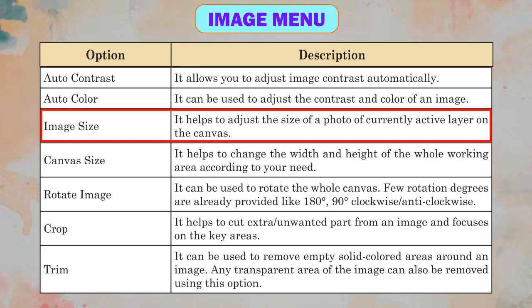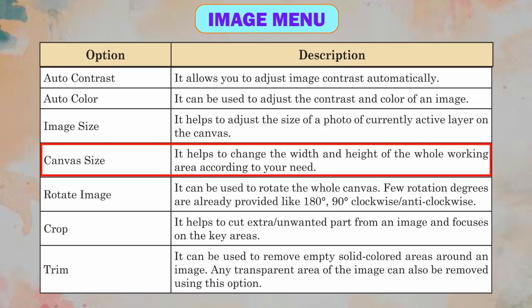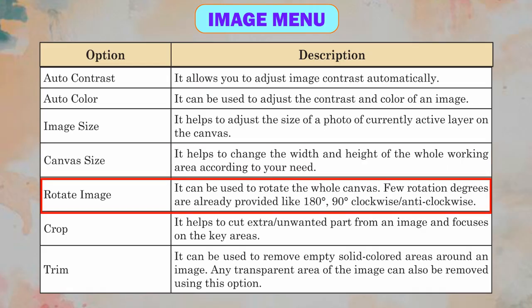Option Image Size. Description. It helps to adjust the size of a photo of the currently active layer on the canvas. Option Canvas Size. Description. It helps to change the width and height of the whole working area according to your need. Option Rotate Image. Description. It can be used to rotate the whole canvas. Few rotation degrees are already provided, like 180 degrees, 90 degrees clockwise, and anti-clockwise.